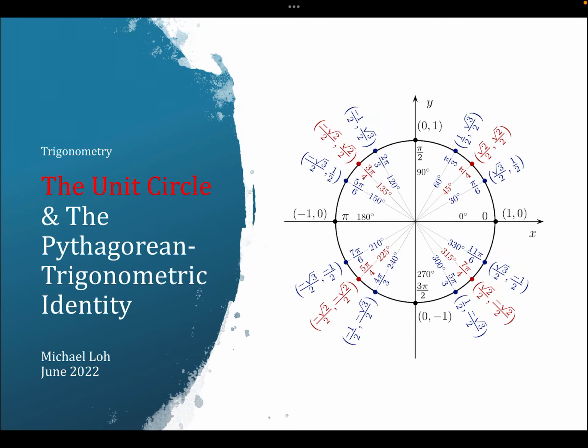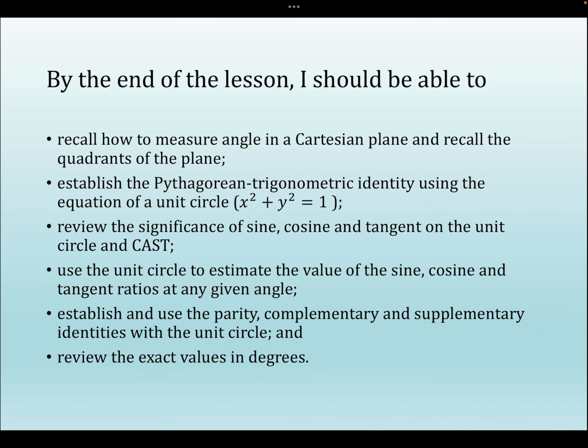The lesson today is on the unit circle and the Pythagorean trigonometric identity. By the end of the lesson, you should be able to recall how to measure angle in a Cartesian plane and recall the quadrants of the plane. You should be able to establish the Pythagorean trigonometric identity using the equation of a unit circle.